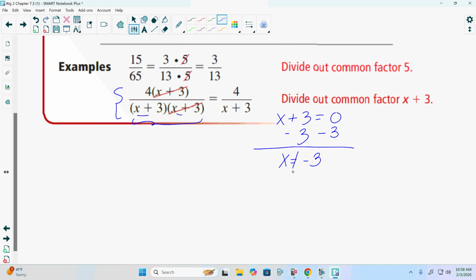Because if x is negative 3, this set of parentheses here would become 0, which would make the whole denominator be 0, causing us to divide by 0. We can't have a division by 0. Questions on this so far?